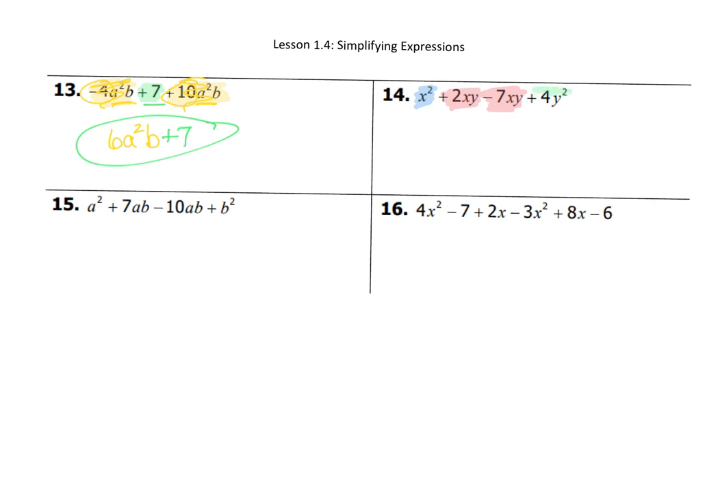And then my 4y squared, y squared is different than x squared. So that's why I showed it in a different color. My x squared and my 4y squared cannot combine. Even though they're both squared, they're different variables, different letters, so they can't go together.